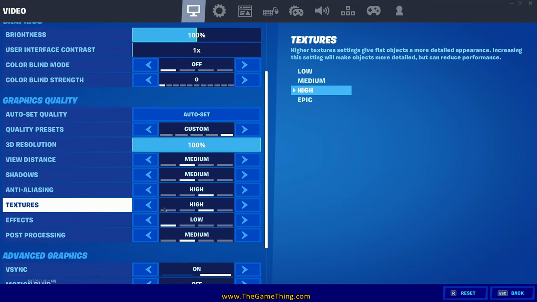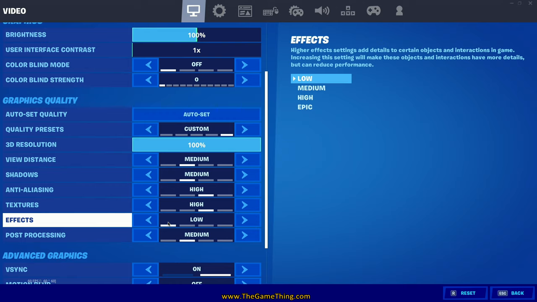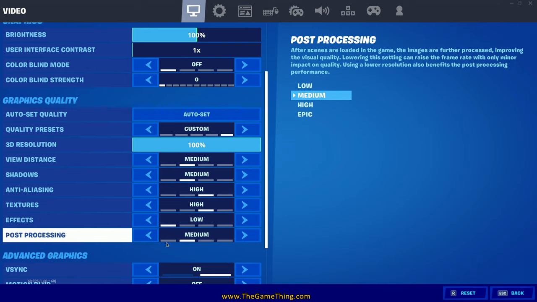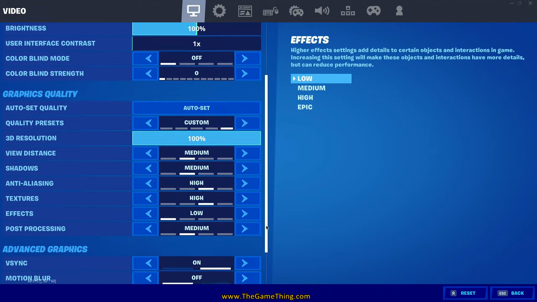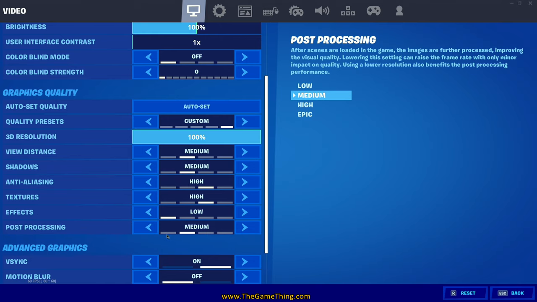And then textures, once again, will also make the picture look pretty, so get that up high. Effects, I'm not so bothered about per se, because in this instance I'm going for the best looking picture, so effects are okay down at low. Post-processing is another thing that will help the picture look nice. In this instance I've put it on medium only because once you start pushing it higher it will definitely affect frame rate.